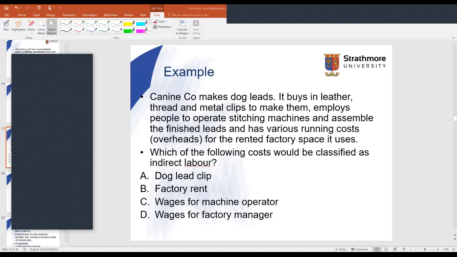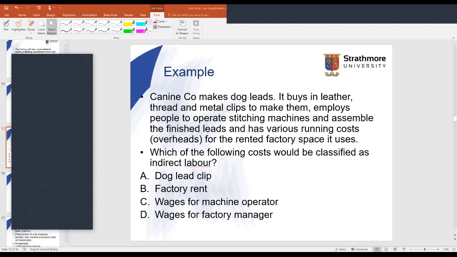Ishmael, from your side. D. D for dog. Yes, great. And of course, the answer is D. The wages for the factory manager, don't forget, is an indirect labor cost. And let's begin with A.